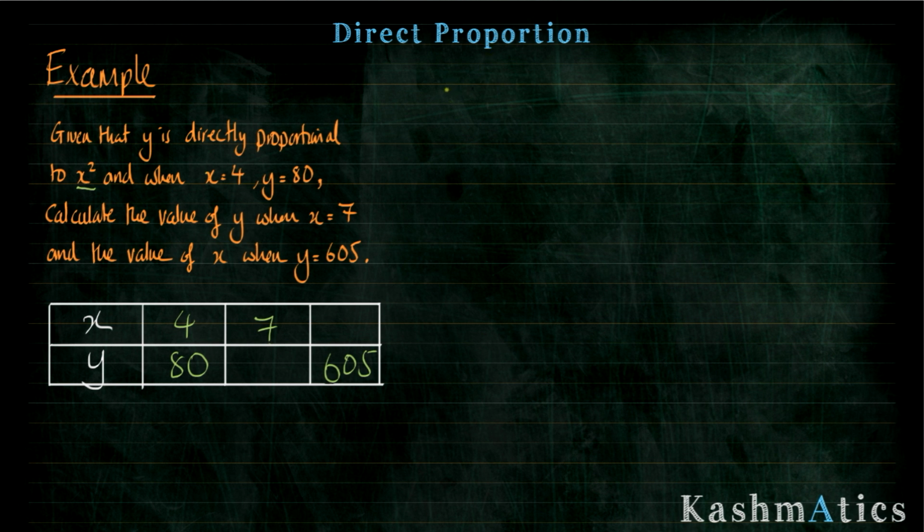So the first thing we do is, just like before, we need to write down the relationship. So y is proportional to x squared. Okay, so that's the slight difference in what we had before. And we write y is equal to kx squared for our equation. Okay, let me just write that a little bit neater.